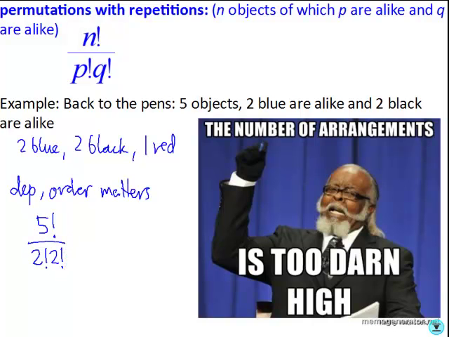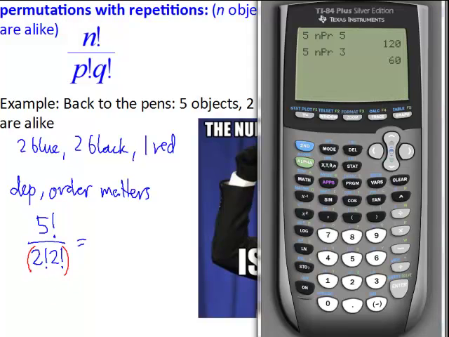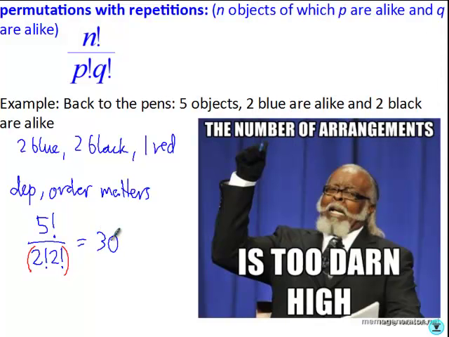Now, if you're going to punch this directly in your calculator, you have to be sure to put the bottom in parentheses, or you're going to get the wrong answer. And the other thing I wanted to point out is 2 factorial is just 2 times 1. So those are both 2 on the bottom. But if you insist, you can do 5 math, I am going to do 5 factorial in my calculator. But I know that 2 factorial is just 2. And I know that the other 2 factorial is just 2. So there you go. So there are 30 different ways to arrange those pens.